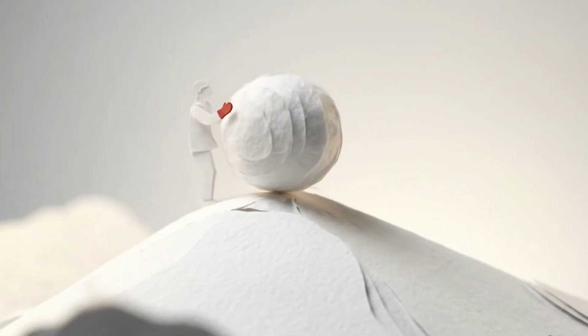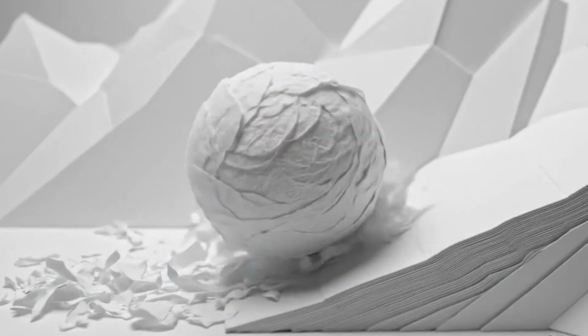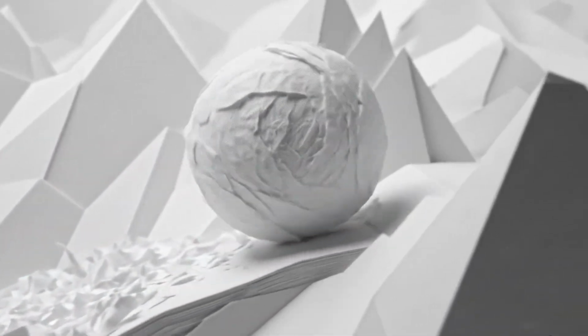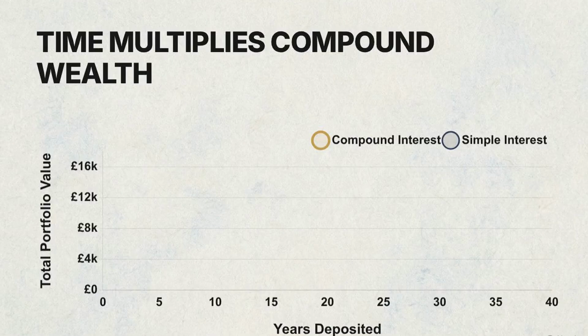Imagine packing a snowball and rolling it down a hill. At first, it only picks up a little snow. But as it gets bigger, its larger surface area grabs more and more snow with every single rotation. It grows faster and faster entirely on its own. That is how compound interest works. Instead of earning money strictly on your original deposit, you earn interest on your interest.